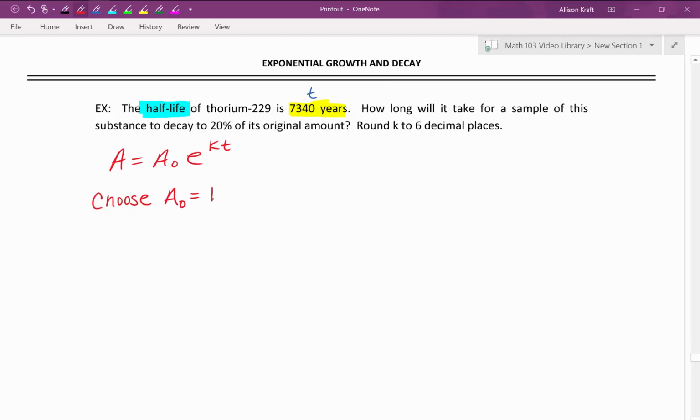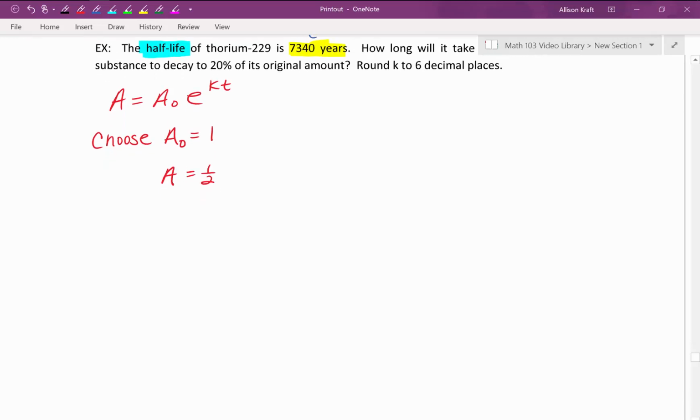All right, so our initial amount is 1. And our A will always be 1/2 then, because this is half-life. Half of it is going to disappear. That's why I like to start with 1, because then it's easy. A sub 0 is 1, A is going to be 1/2. Now we have A sub 0, A, and t. We can plug it into our equation and solve for k.